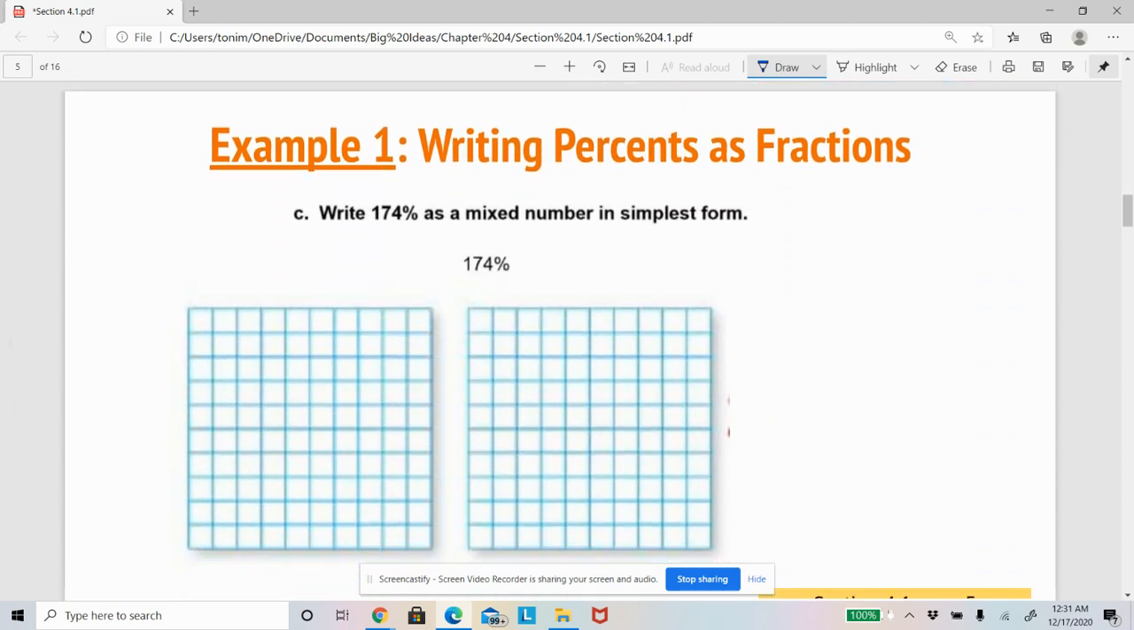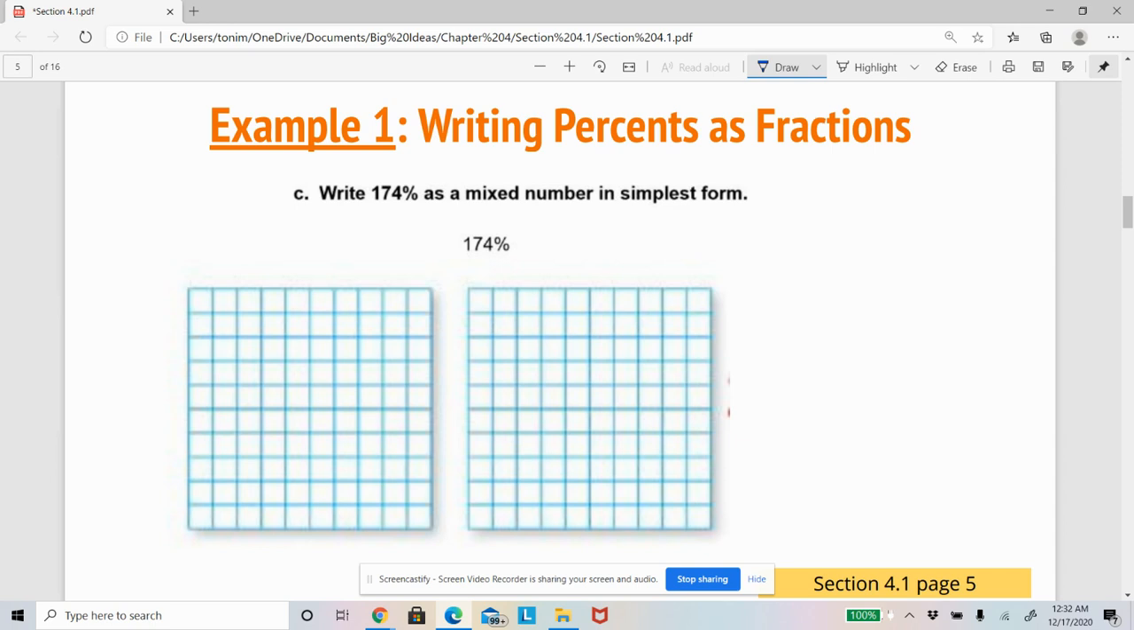And I believe we have one more. Writing percents as fractions, you now have 174%. They're reminding you that it's now going to be a mixed number. It's not going to be a fraction in simplest form. It's actually going to be a mixed number. I just want to make sure everyone is aware that you can have percents that are over 100%. So this is 174%. Whatever number you see in front of the percent sign is your numerator. And then remember, a percent is out of 100, so you're going to write 100 as your denominator.